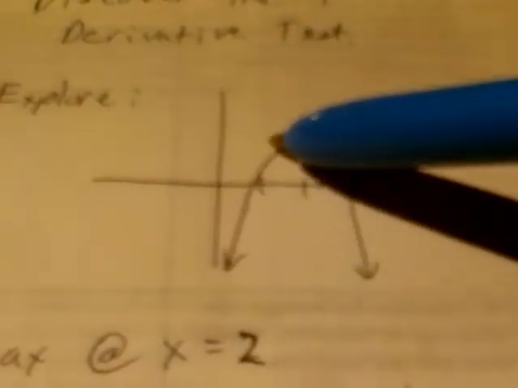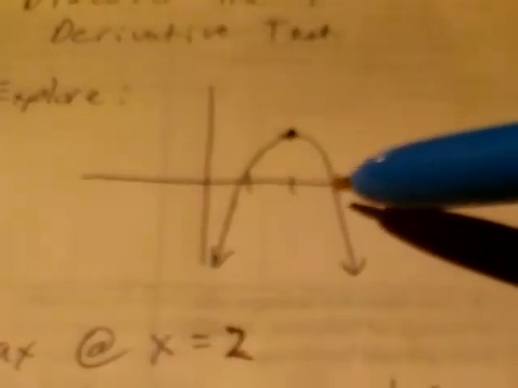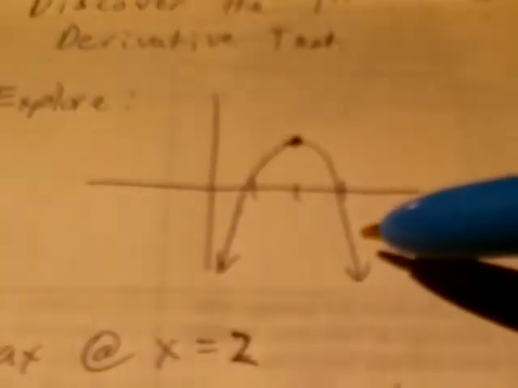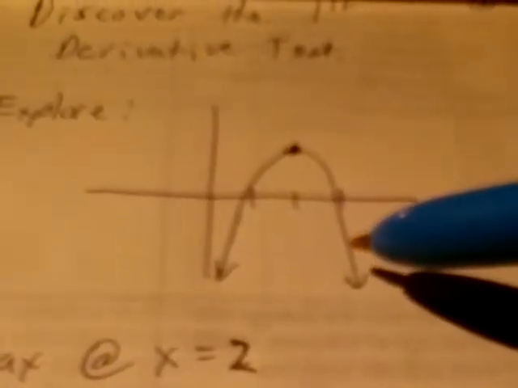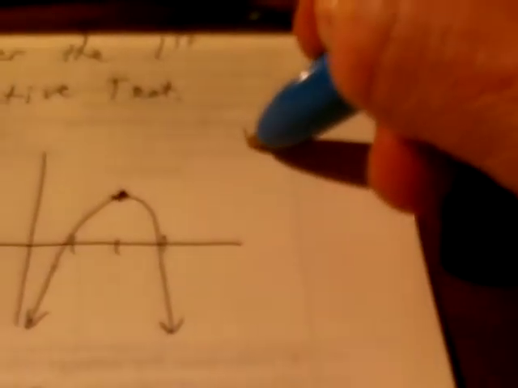And so what we see here is that we have a maximum point, and that maximum point occurs when the slope goes from positive to negative. And obviously we would have a minimum point if it was upside down, such as this graph right here, if we went from a slope that's going negative to a slope that's positive. So here we are, we're ready to actually write our first derivative test.